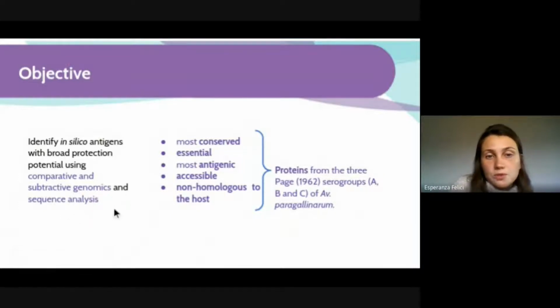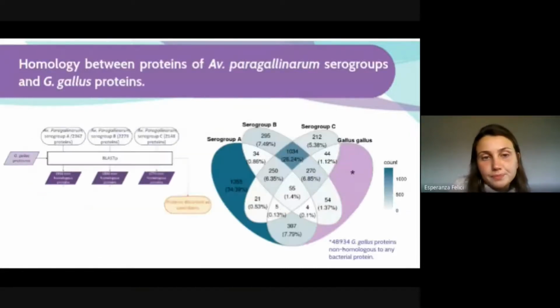Our goal was to identify the most conserved, essential, most antigenic, accessible, and non-host homologue proteins from the 3 serogroups of Avibacterium. First, by comparing the proteomes of the chicken and 3 serogroups of Avibacterium through Protein BLAST, proteins with high similarity with the host were identified and discarded from the dataset.